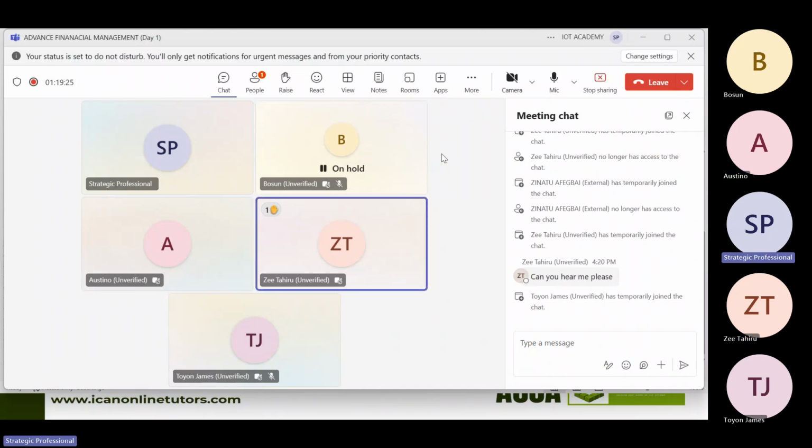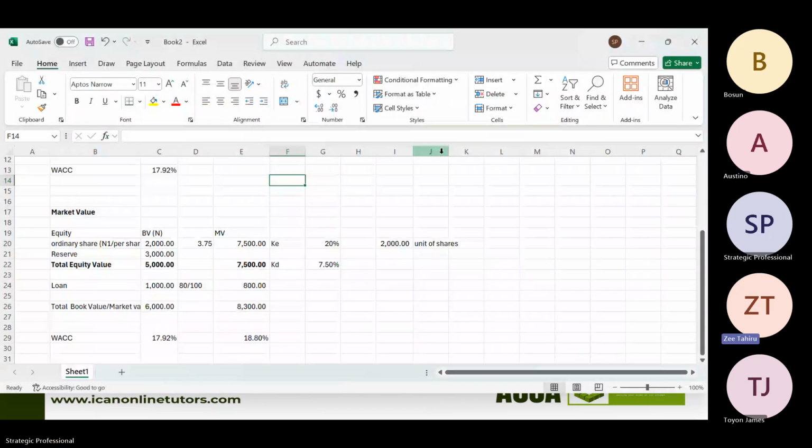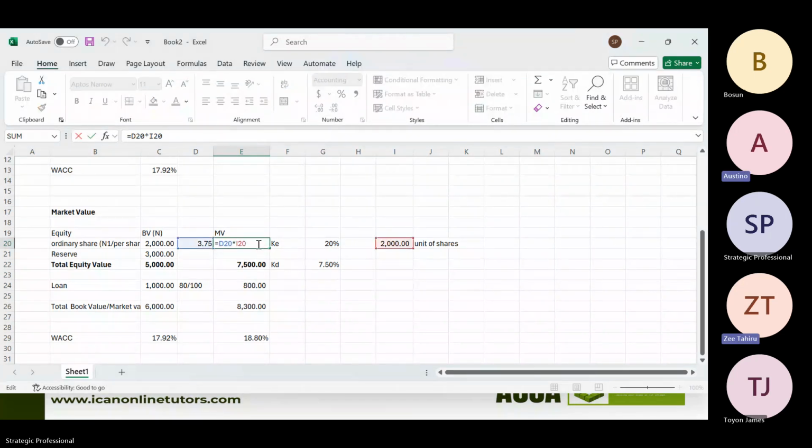Okay, so you raised your hand. Do you want to ask a question? I just want to know how you got the market value. Which part did you miss, please? Let me put your cursor on the 7.5, let me see the formula. Okay, this 7.5, right? So this 3.75 is like the units. What is that 3.75 called?